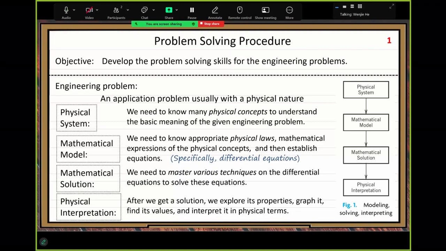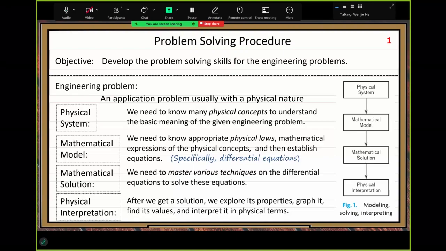Find the values. A solution of a PDE is usually a function, a differentiable function. But for that function, we are interested in the function values at some special points. So you need to find the values at those special points. You do that at this last step. Interpret in physical terms.